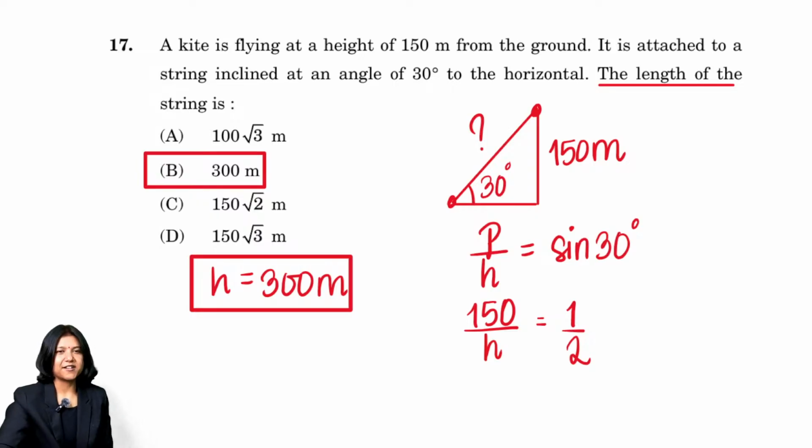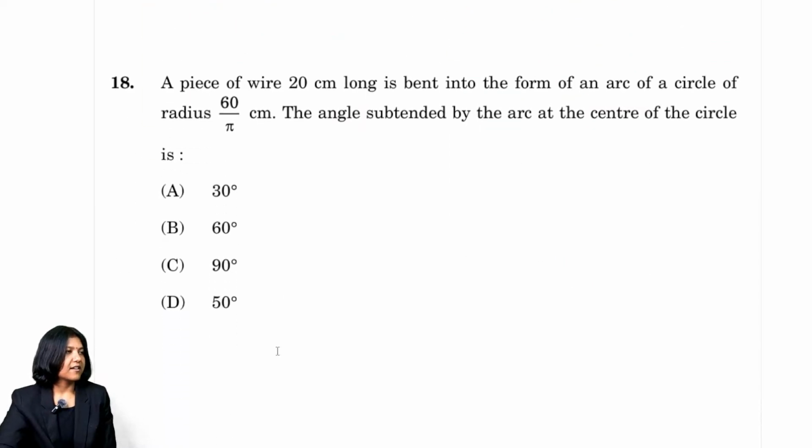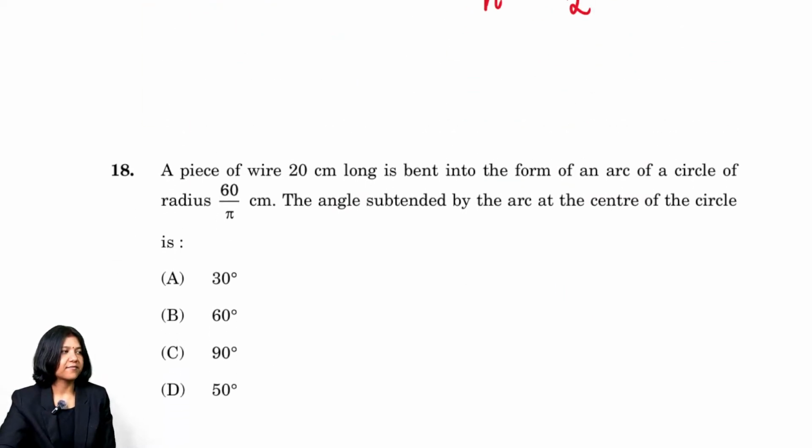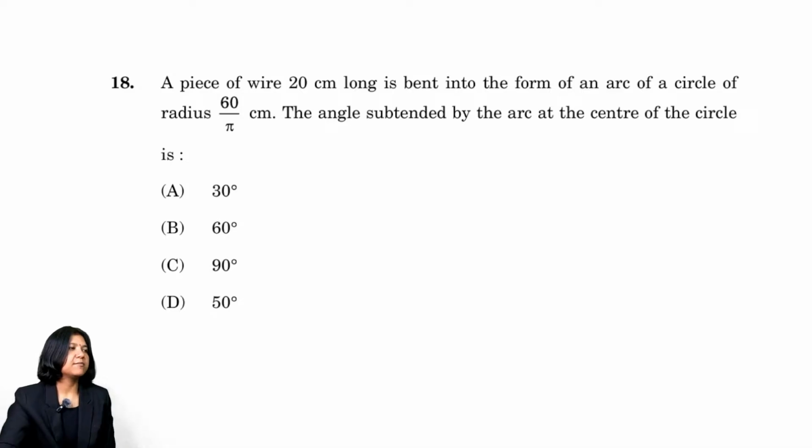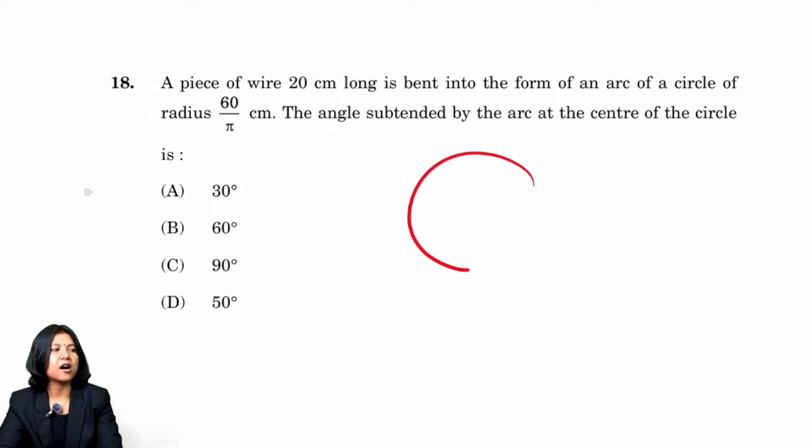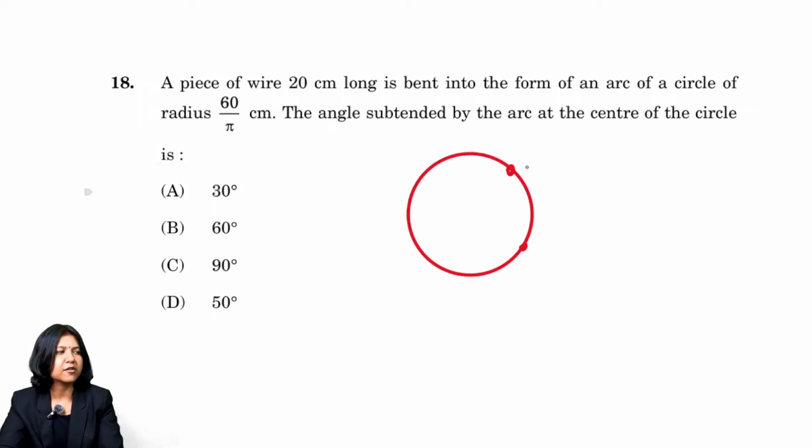You're doing amazing, Rishabh. You got this answer correct again. Question 18. A piece of wire 20 meter long is bent into the form of an arc of a circle. Now what is an arc? It is just a part of the circumference, okay? Arc is just a part of the circumference, so what we are really considering is the circumference, but in fraction, or just a part of the circumference.